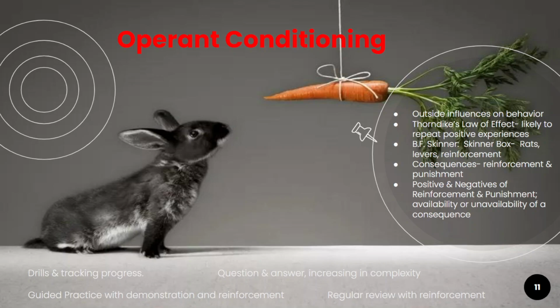Positive and negative reinforcement have to do with the availability or unavailability of a consequence. So you might use withholding a consequence as a reward, or you might withhold a consequence as a punishment. If you don't do your homework, you're not allowed to go to the after-school activity. That would be withholding something that you want to do. Or it could be if you clean up your room, then you don't have to do the dishes. So that's withholding something you might not want to do.